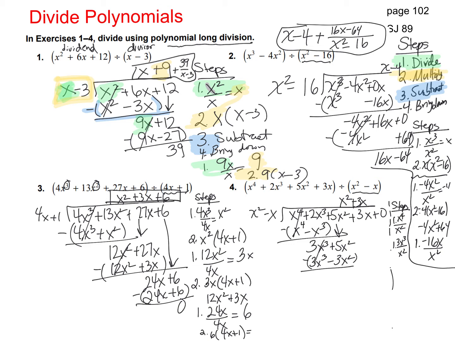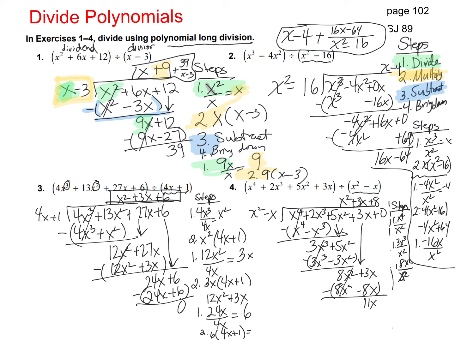Subtract. 5x squared minus negative 3x squared is 8x squared. Bring down. Divide 8x squared by x squared, and that's going to be positive 8. Multiply. 8 times x squared is 8x squared. 8 times negative x is negative 8x. Subtract. 3x minus negative 8x is positive 11x.